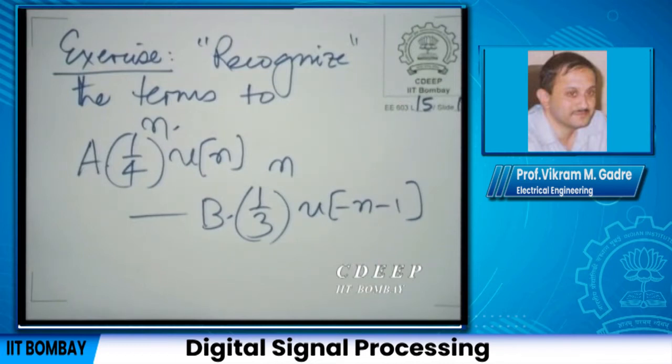Finally, we take the third possibility. The third possibility is where mod z is greater than 1/3. So, of course, if mod z is greater than 1/3, it is also greater than 1/4.